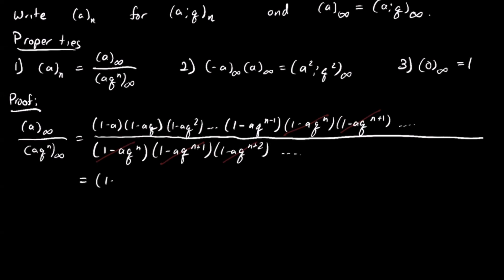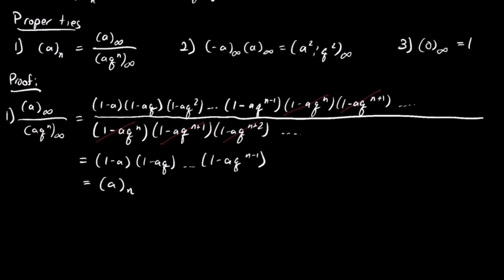And what do we end up with? This is just 1 minus aq, and so on and so forth, and we stop at 1 minus a q to the n minus 1. But what is this symbol? This is none other than (a;q) sub n, right? So this is a proof of the first one of these properties. And we'll be using this quite regularly.